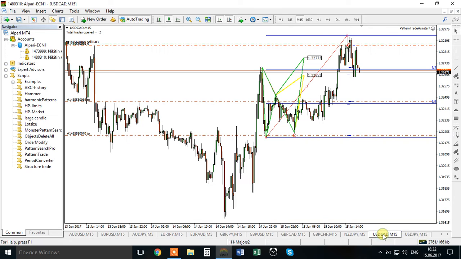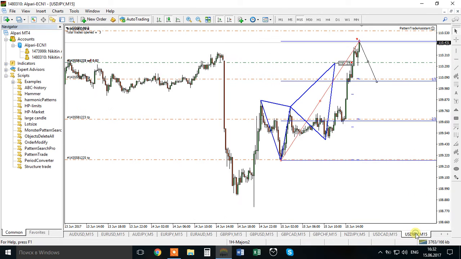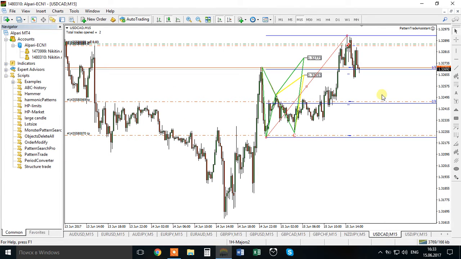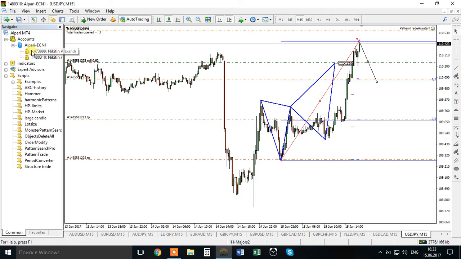Okay, so back to that situation. It's not pound yen, but it is dollar Canadian. Dollar Canadian was already break even, and we only have total trades 2. So the PatternTradeAssistant also comments how many trades you have at market. It only works with the trades that were placed by HP limits or HP market, so it doesn't move or anyhow affect other trades.